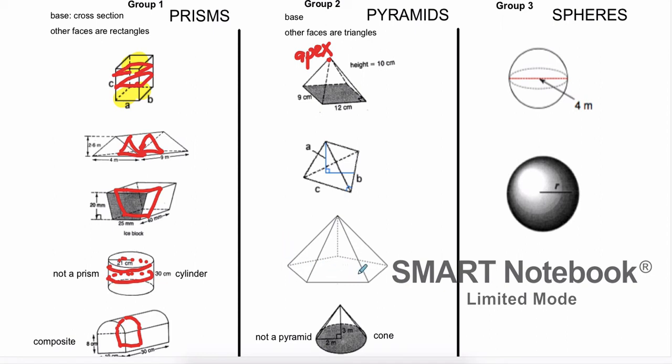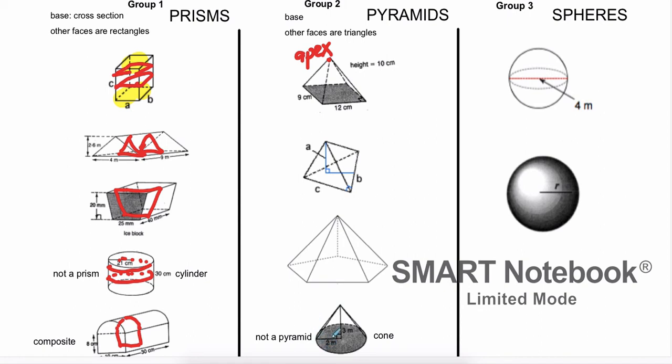So you have some kind of base, which is a polygon, so a two-dimensional figure with all straight line sides. Okay, it can have many sides. It can be 5, 6, 7, and so on. And all other faces are triangles that go to one apex. Right.